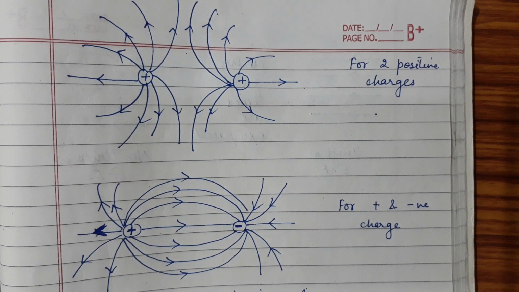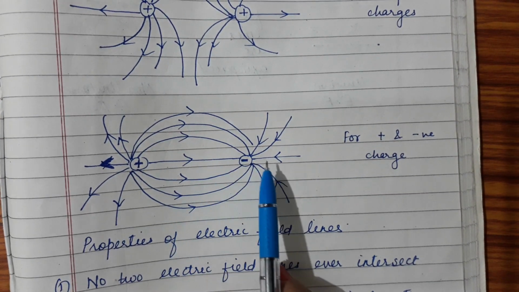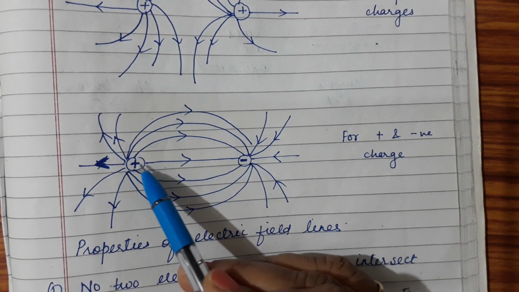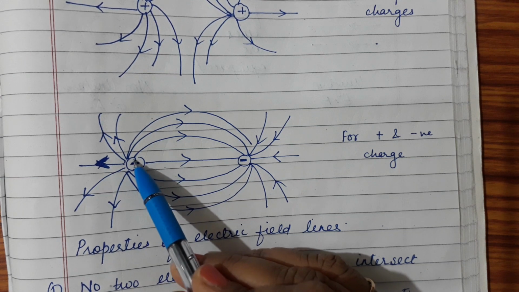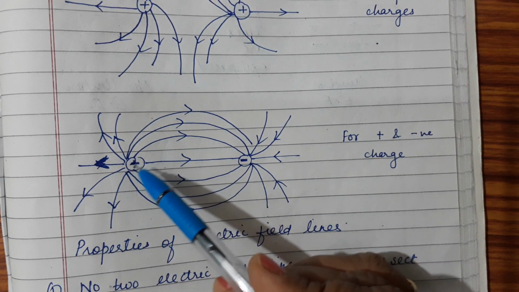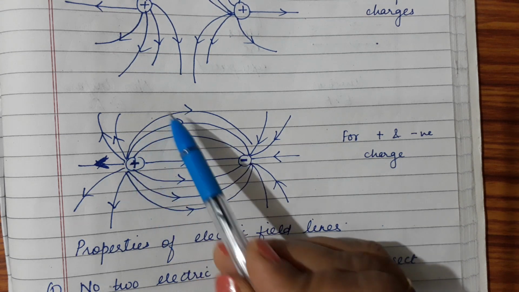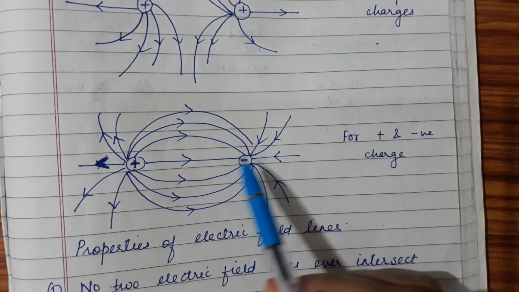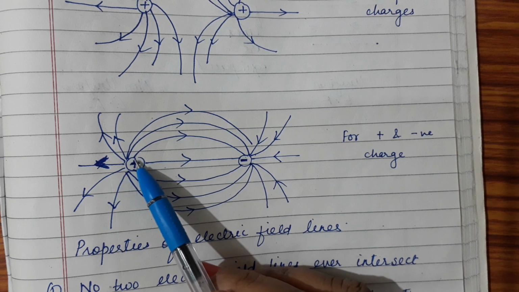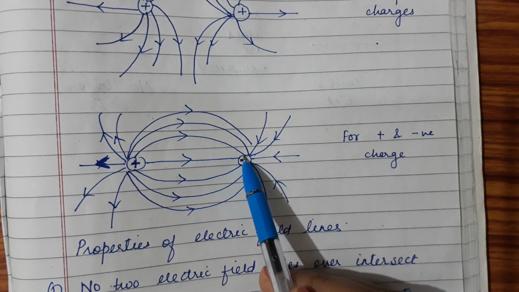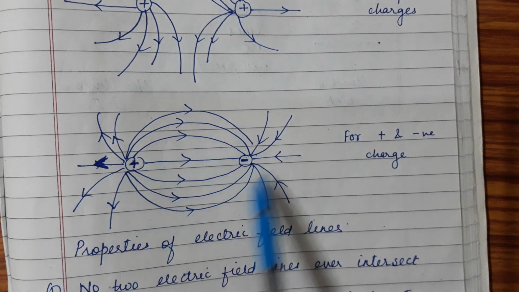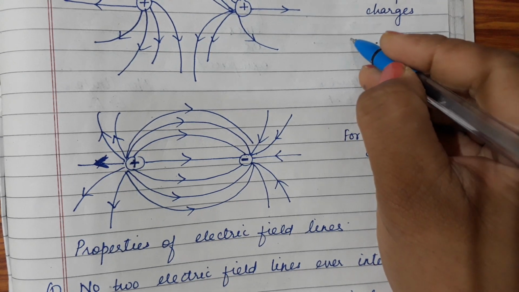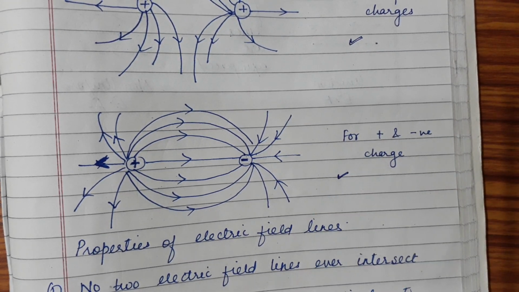And you can see here the electric field lines for a positive charge and a negative charge. For the positively charged particle, the electric field lines act radially outwards, whereas for a negative charge it is radially inwards. So these lines tend to move from the positive charge and enter the negative charge. This is how we can draw the electric field lines for a positive charge and a negative charge. These diagrams are important for your examination also.